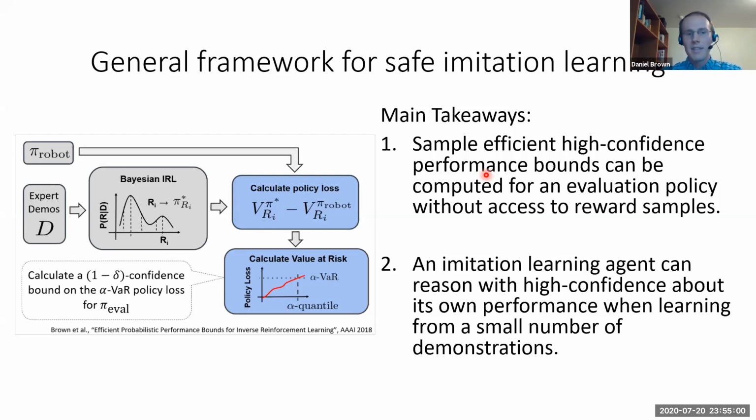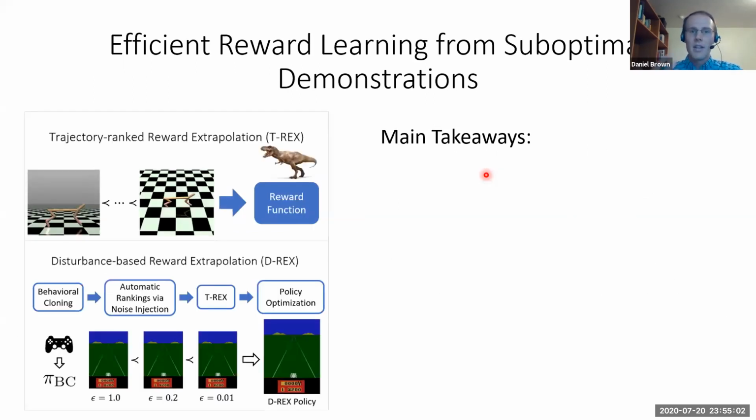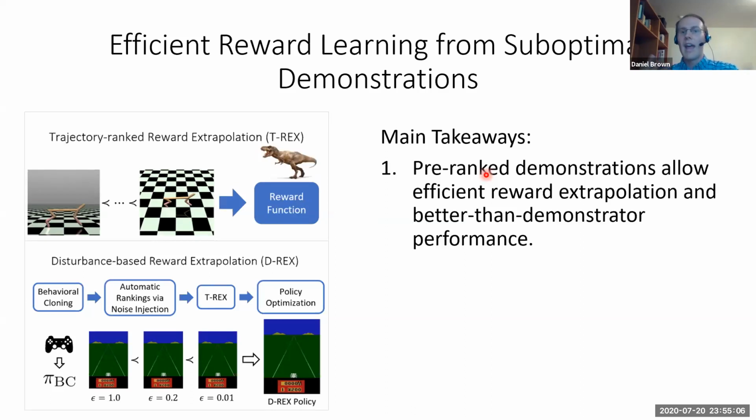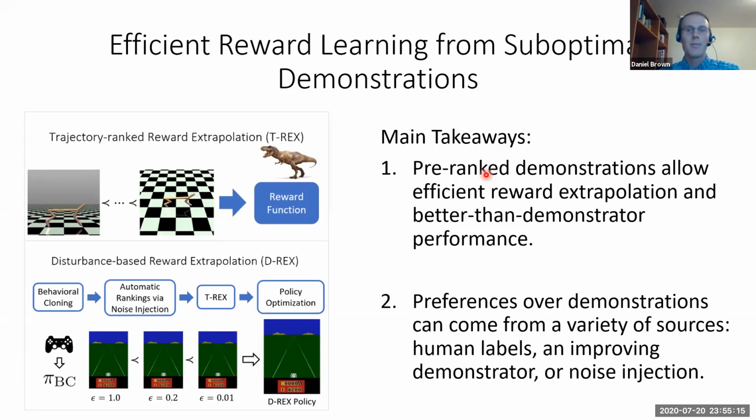However, as we showed, these methods can be computationally intensive. So then we turned to looking at how we can make these more efficient, where our main takeaways were that having pre-ranked demonstrations gives us this nice efficient reward extrapolation method that can lead to much better than demonstrated performance. And preferences from demonstrations can come from a variety of sources that we can take advantage of, either from human labels, watching an improving demonstrator, or via this idea of noise injection.